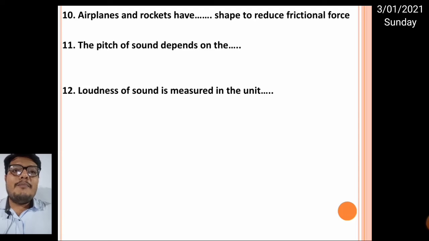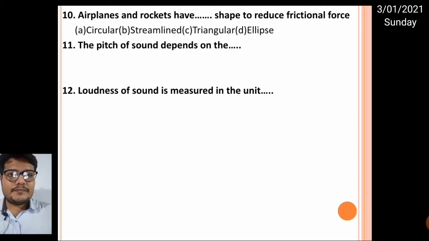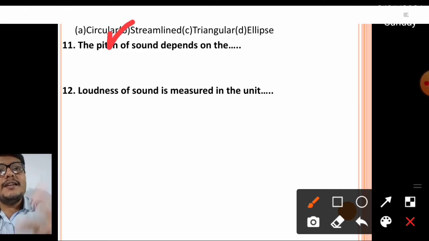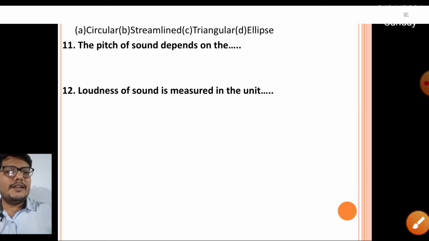Airplanes and rockets have blank shape to reduce frictional force. Which kind of shape? Circular shape, streamlined shape, triangular shape, or eclipse shape, right? The shape which is given to the objects which move in the fluid is a special kind of shape. If you remember, the name is streamlined shape. Direct answer here. B option is correct.